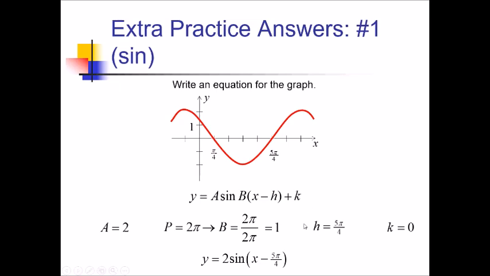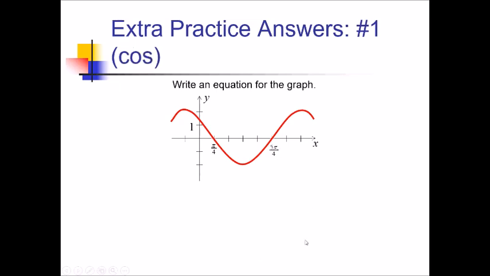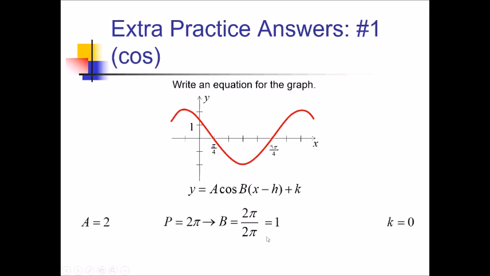Now, if I want to write a cosine version of all of this, here's our cosine formula, basically the same as sine, but with a cosine there instead. And all the information is pretty much the same in terms of a, b, and k. So everything I had already. The only thing that's changing is the h value. For cosine, we're starting at the top of the wave.